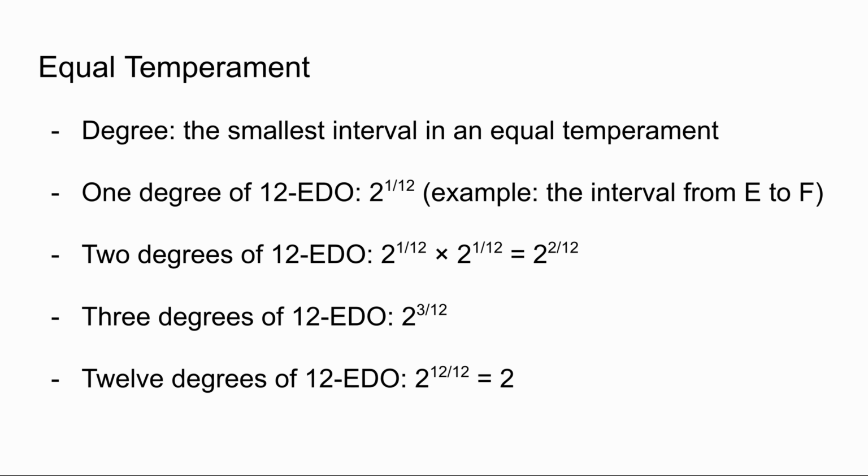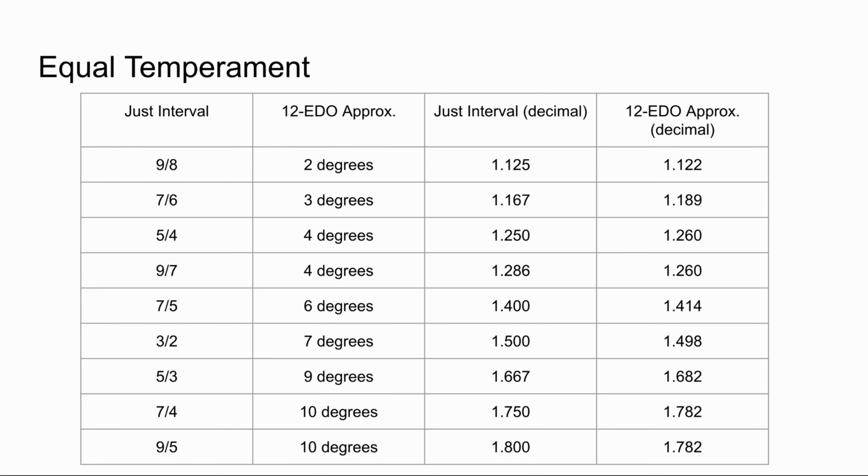Let's now look at a few intervals smaller than an octave that use the first 4 primes and see how well 12 EDO approximates them. In column 1, we have a few JI intervals. In column 2, we have the closest approximation of each just interval in 12 EDO. Column 3 represents the decimal approximation of the just interval, and column 4 represents the decimal approximation of the 12 EDO interval. The first thing to mention here is, notice how 5 over 4 and 9 over 7 are both approximated by the same interval in 12 EDO. The same is true for 7 over 4 and 9 over 5.